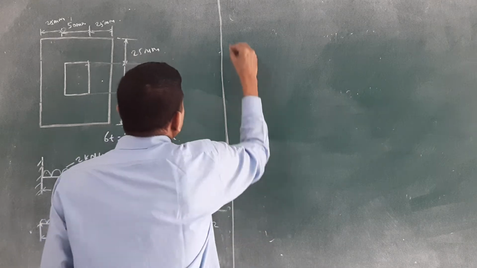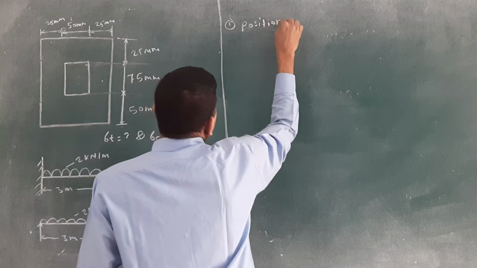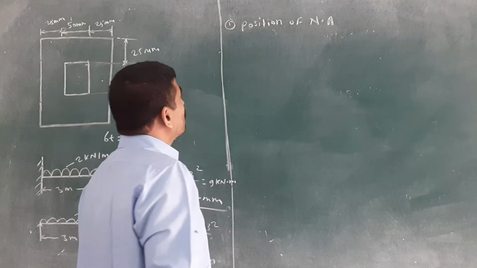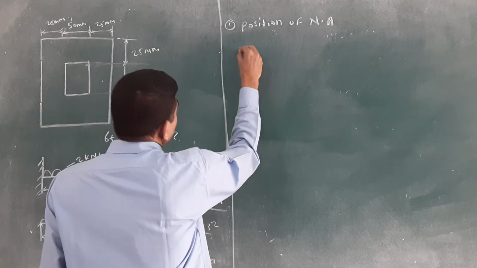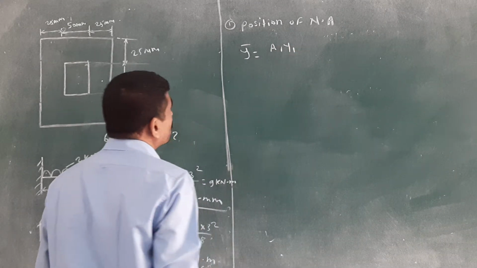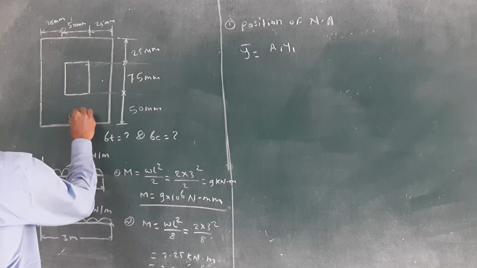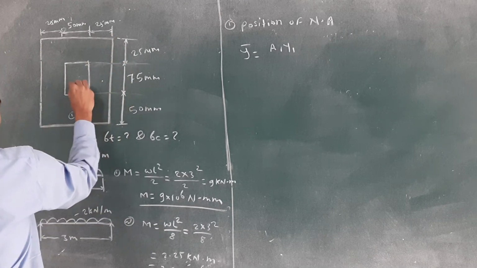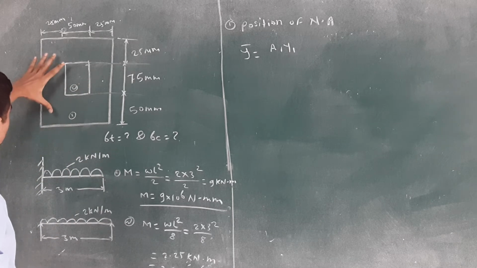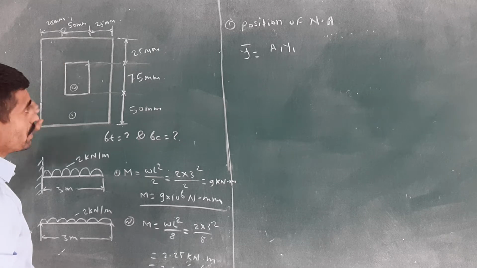Next, we want to calculate the position of the neutral axis, denoted by NA. How do we calculate the position of the neutral axis? We know that y bar is equal to A1 y1 plus, as we saw last lecture. Suppose this is the first component, the outside rectangle, and this is the second component. We subtract the smaller component from the bigger component.